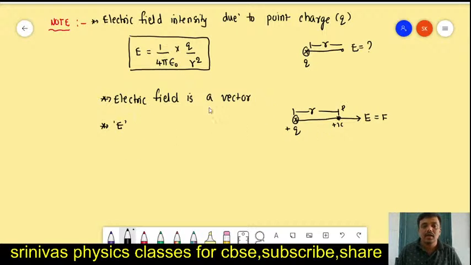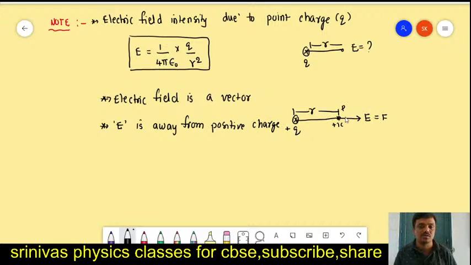Remember, electric field is a vector. What is the direction of the electric field? How to write the electric field direction? Electric field E is away from positive charge. Radially away from positive charge.